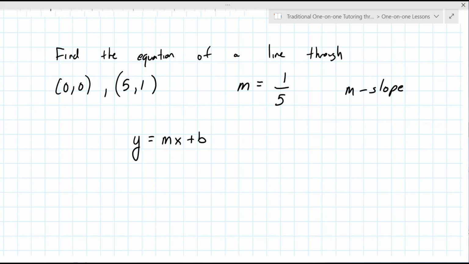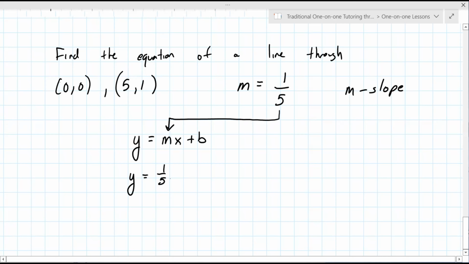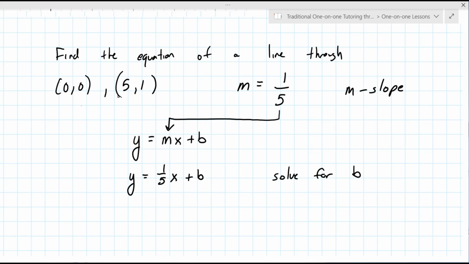Now let's put the value of 1/5 in for M. So this becomes y equals 1/5 x plus b. You can use either point, but I want you to put one of these points in for x and for y and solve for b. Which point are you going to use? 0, 0 or 5, 1? 5, 1. Okay, so 5 is the x value, 1 is the y value.